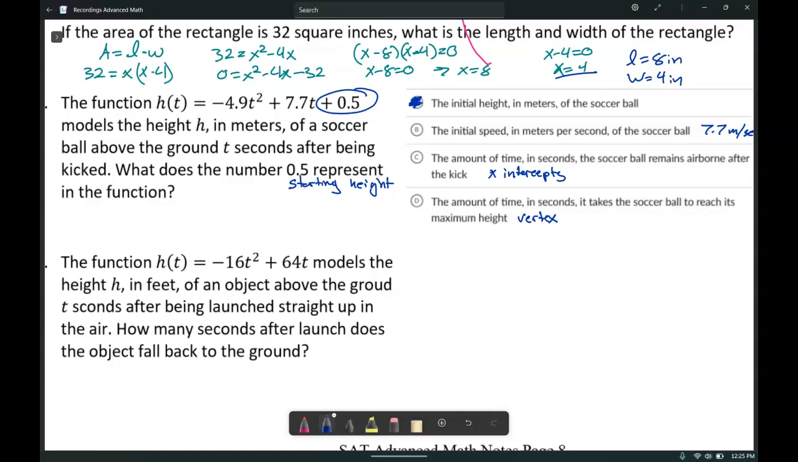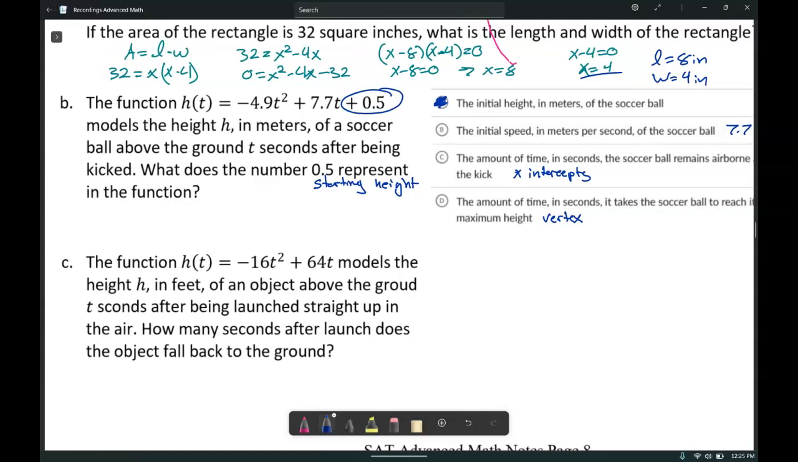These are some important values to know when you're trying to analyze a quadratic model, what each part tells you. Vertex gives us maximum height, x-intercept tells us how long it was in the air, the initial speed is our linear term.